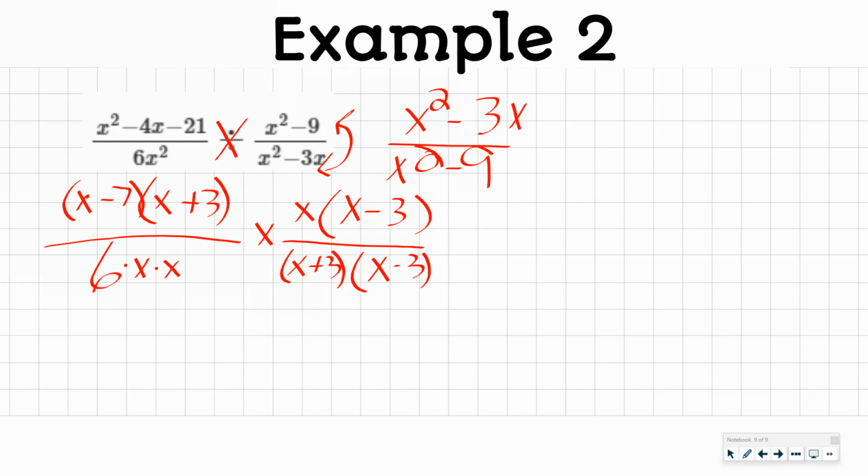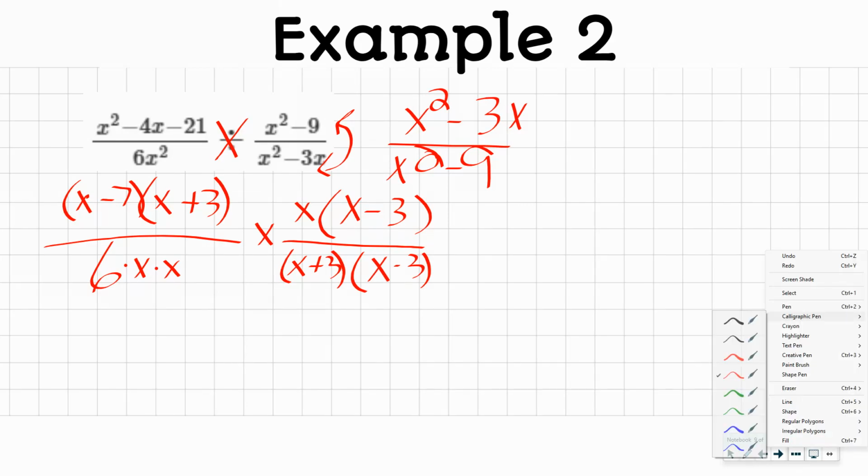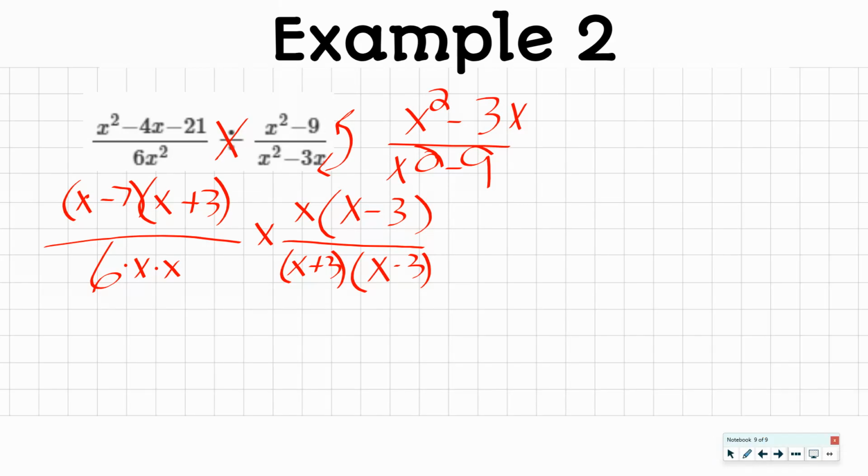So now's the fun part. We are going to cancel out those common factors. So x minus 3, x minus 3, oops.